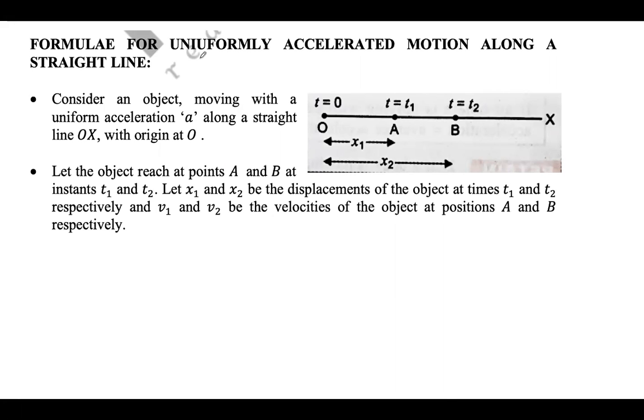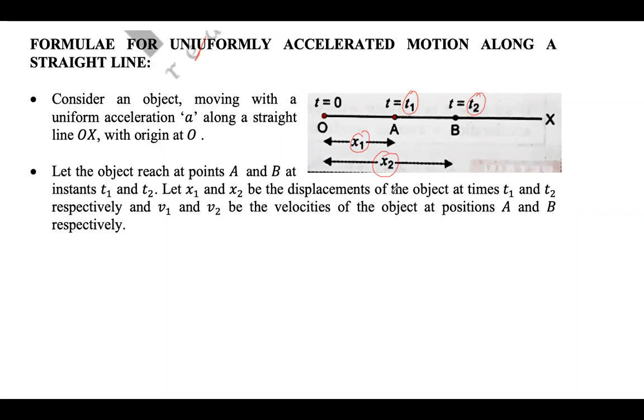For uniformly accelerated motion along a straight line, let's say an object is at origin at t is equal to 0, and it is at a point A, which is at a distance x1 at t is equal to t1, and it is at a position x2 at t is equal to t2. So these are the positions which are mentioned at different times, t1 and t2, right?